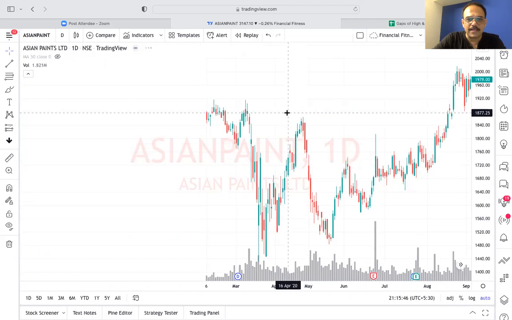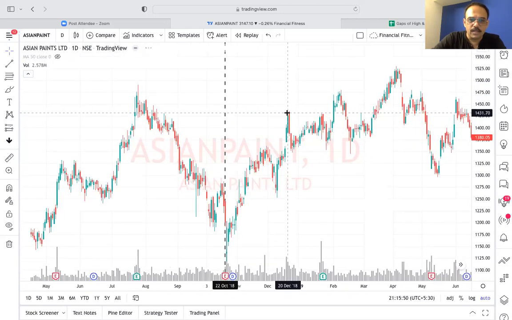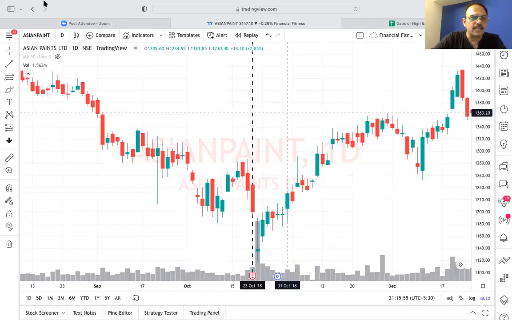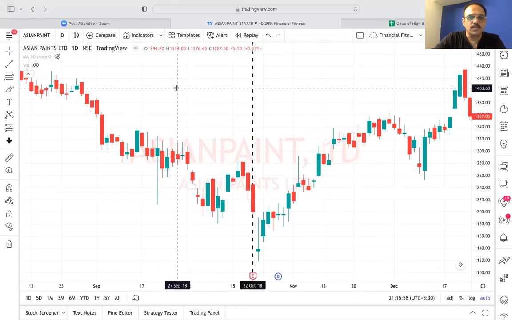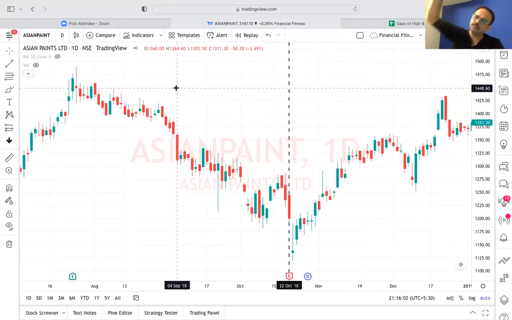Now, when the prices are, where did it go? Yes, here it is. First, I'll hide the volumes. See, one exhaustion gap we saw when it is going up, right? When it is going up, finally there will be a gap up with very little volume.